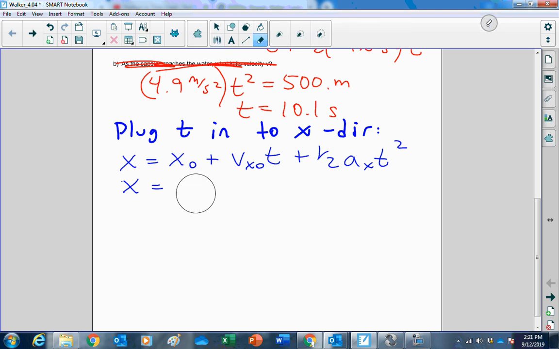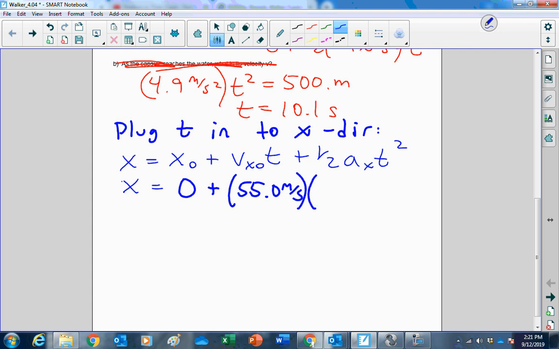Sorry, I'm solving for x. I was saying it started at 0. I have 55 meters per second here times 10.1 seconds plus this is 0 because I'm saying there's no air resistance, which is kind of bogus, but we're going with it. So then I get a huge distance because the plane's going very fast. I guess if I round to 3 sig figs, I get 556 meters.